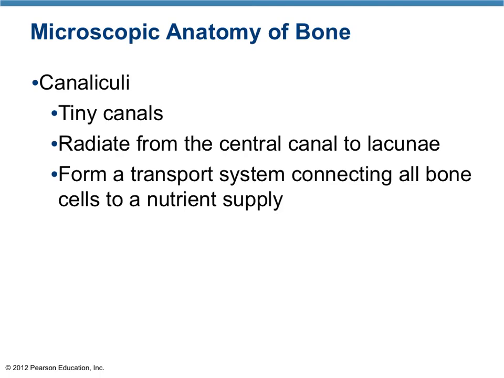Connecting the cells together are structures called canaliculi, or a canaliculus is singular. And it basically translates as tiny canals. They radiate from the central canal out to the lacunae so that the cells that are in the bony tissue can get nutrients from the blood supply. So they essentially form a transport system that connects all the bone cells to nutrients like glucose and oxygen.